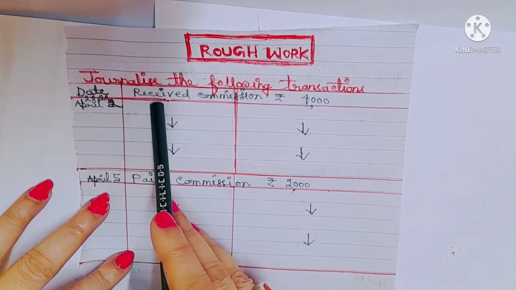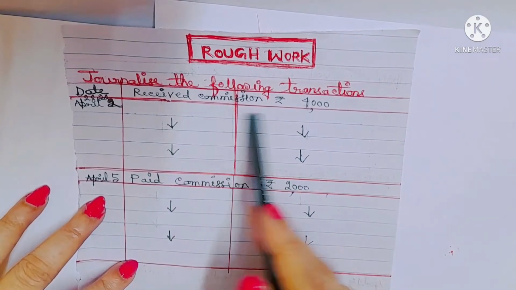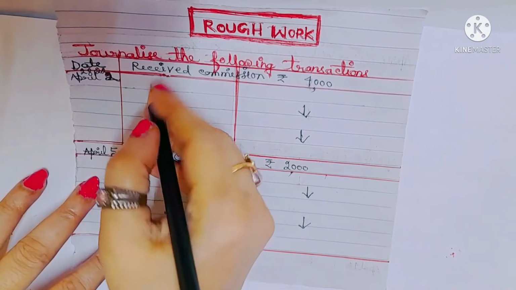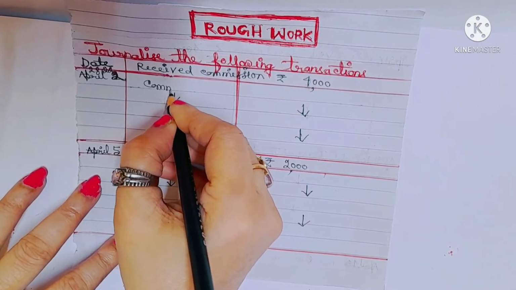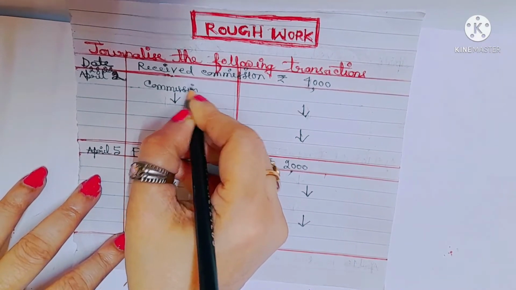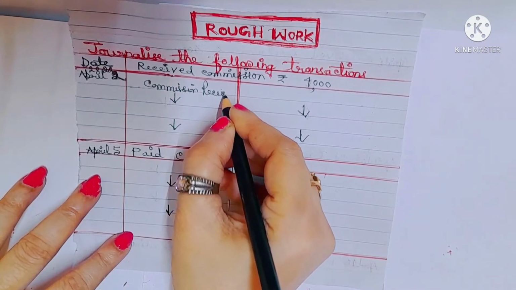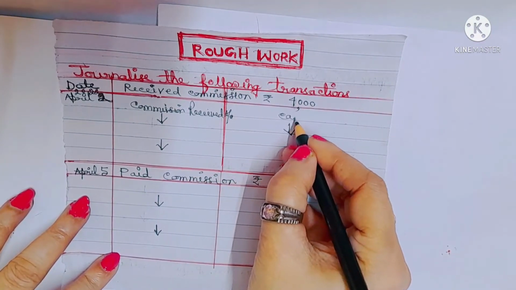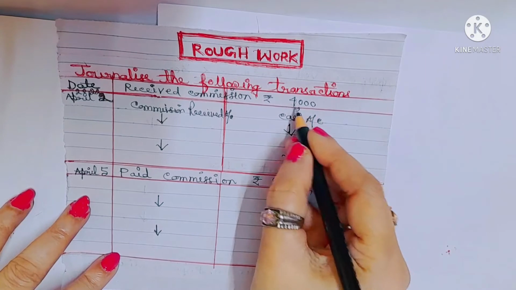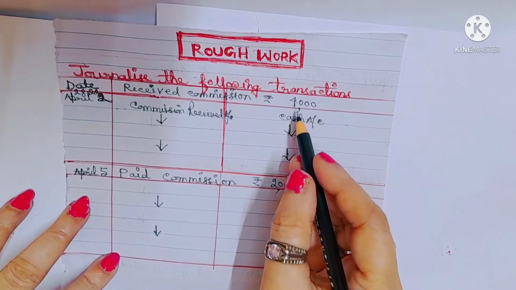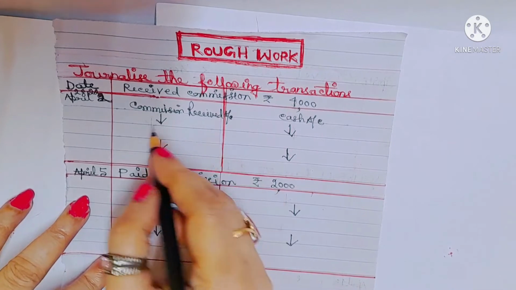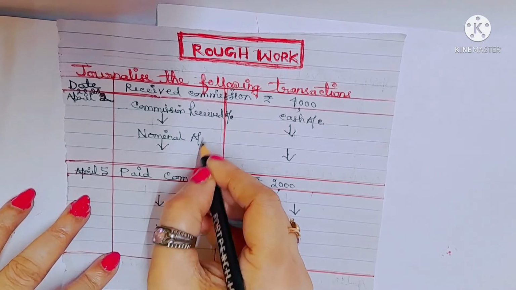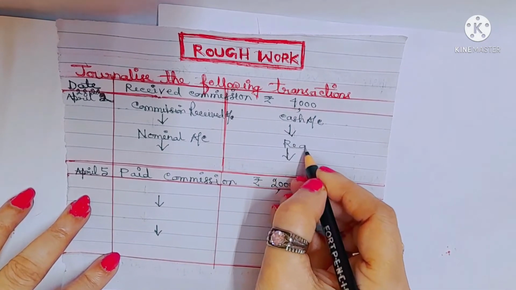On 2nd April 2022, received commission 4,000. So what are the 2 accounts? First we got to identify. So what are the two accounts? First one is commission received account. And the second one is cash account. Since amount is given, so this is cash. So commission received account falls under nominal account. And cash always falls under real account.